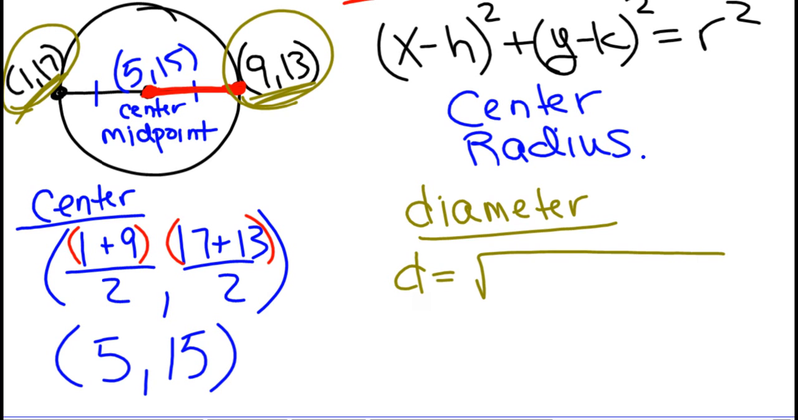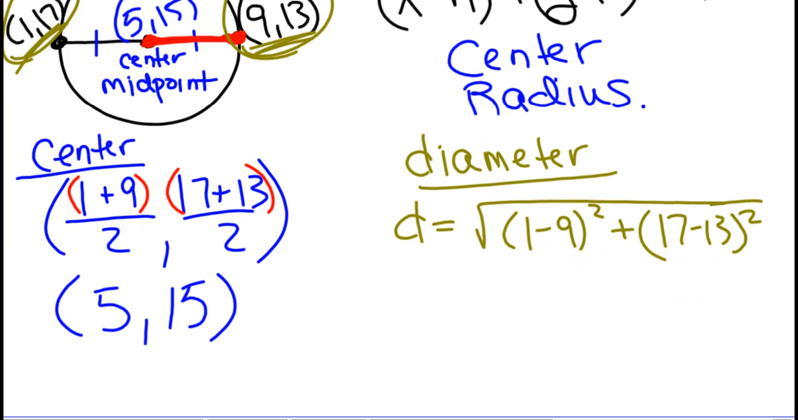Anytime you have 2 points in the coordinate plane and you want to know the distance between them, use your distance formula. I'm not going to go through the whole thing again, because you can watch the other video or look at your notes to get that formula. So I'm going to do 1 minus 9 squared plus 17 minus 13 squared. And of course, simplify.